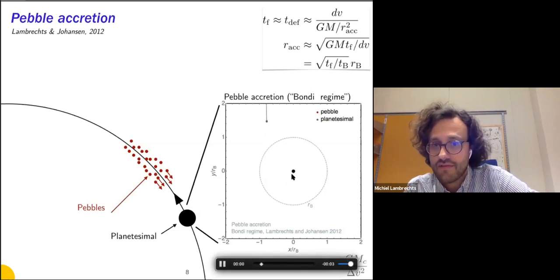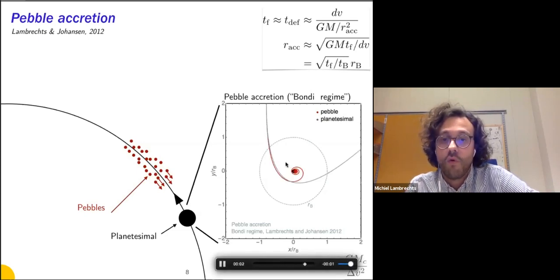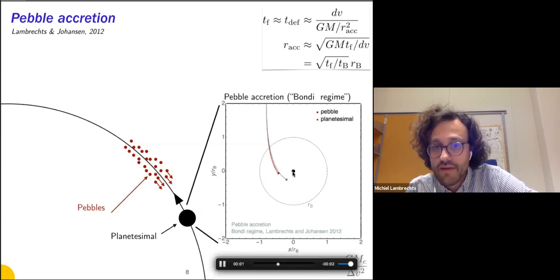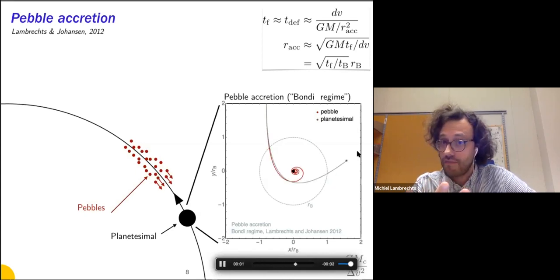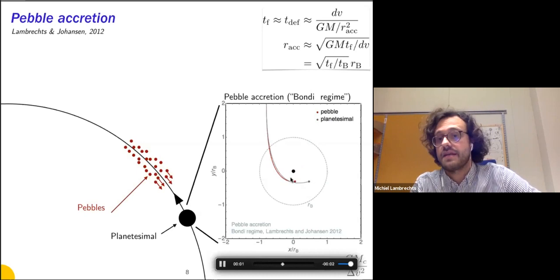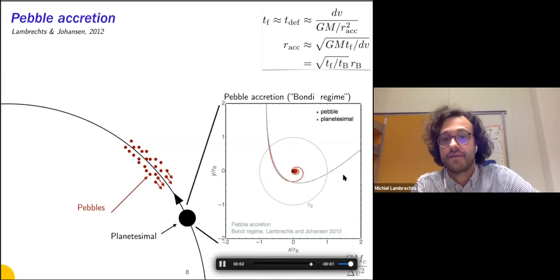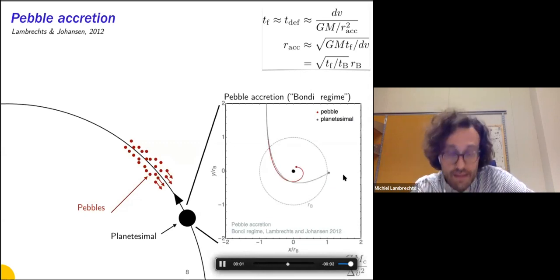Basically, because of gas drag, the pebble's orbit is dissipated and it quickly gets accreted. That's different for this gray particle, which represents a particle that does not feel gas drag, so you can think of a planetesimal. This one simply gets gravitationally scattered. And so we get here to the essence: the pebbles have an increased cross-section, and that's what we are interested in.